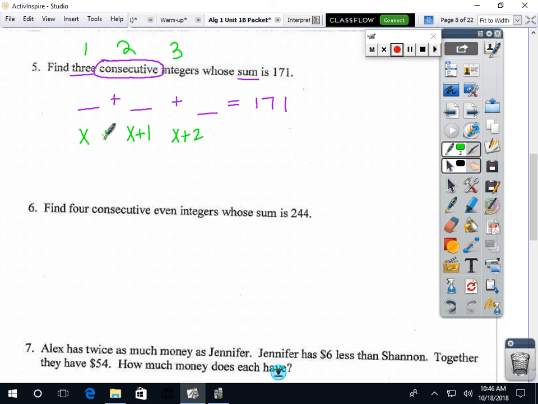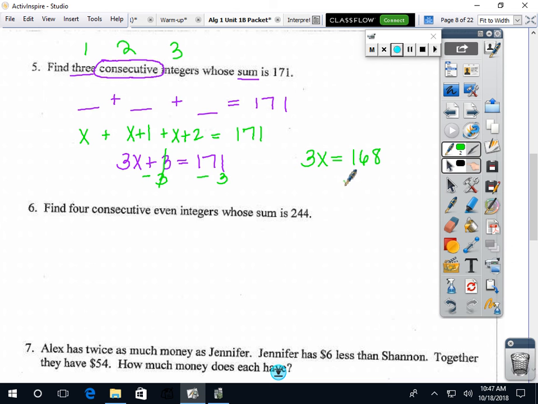So now I'm going to add those up, and they sum up to 171. So now I combine like terms. What do these become when I combine the like terms? 3x plus 3. And that's 171. So now what do I do? So 3x now equals 168. So that's what you get when you take 3 away from 171.